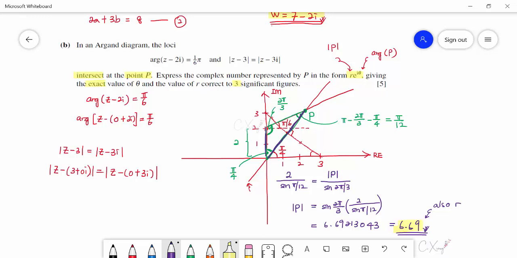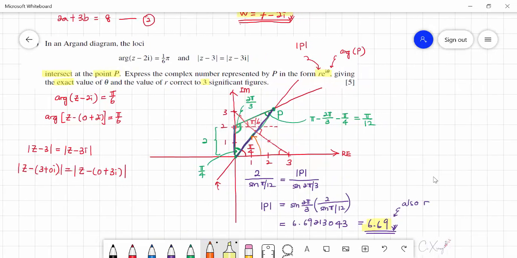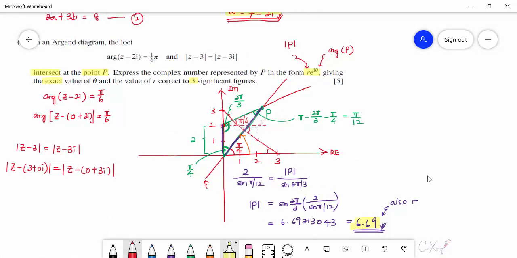Okay, so once we have used this triangle, now we are looking for the argument of P. I think the argument of P is very straightforward, because you already know that this is the point of P, and when you connect the point of P to the origin, this angle will be the argument of P. So very easily, without any steps, you can straight away get the argument of P from the diagram, which is pi over 4. And you should keep it in the exact form, so I'll keep it as pi over 4.